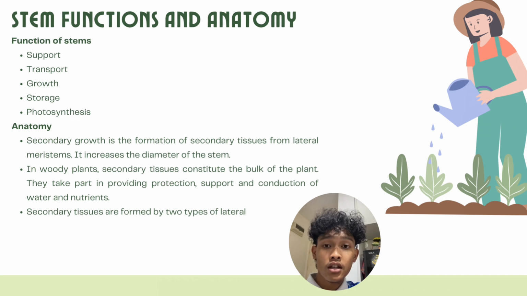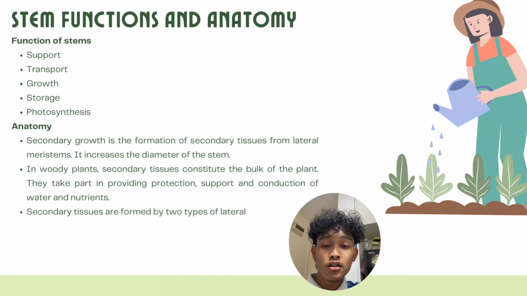Then the next one is anatomy of the stem. Secondary growth is the formation of secondary tissues from lateral meristems. It increases the diameter of the stem. In woody plants, secondary tissues constitute the bulk of the plant. They take part in providing protection, support, and conduction of water and nutrients.